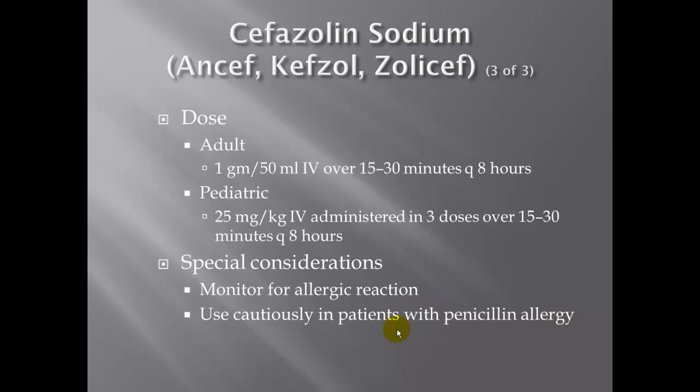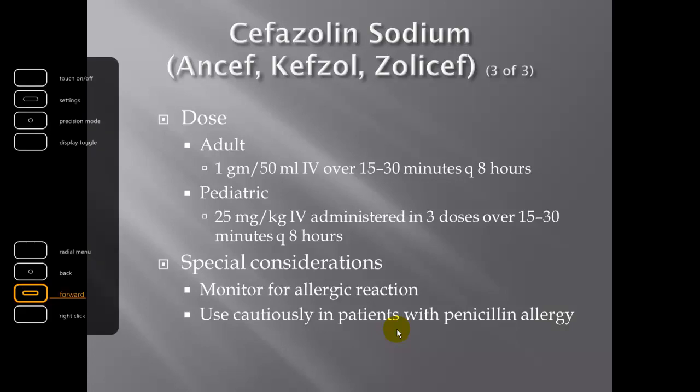Dose on this: 1 gram, 50 mils IV over 15 to 30 minutes every 8 hours. Pediatric, 25 milligrams per kilogram IV administered in 3 doses over 15 to 30 minutes every 8 hours. Special considerations: monitor for allergic reactions. Use cautiously in patients with penicillin allergies.